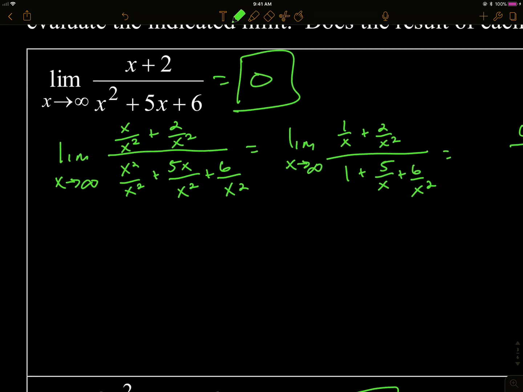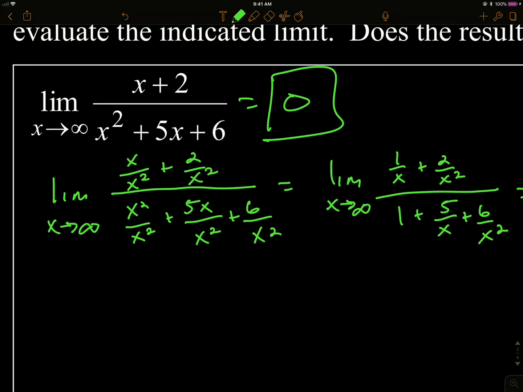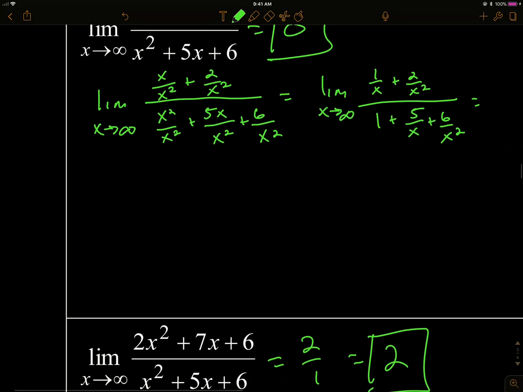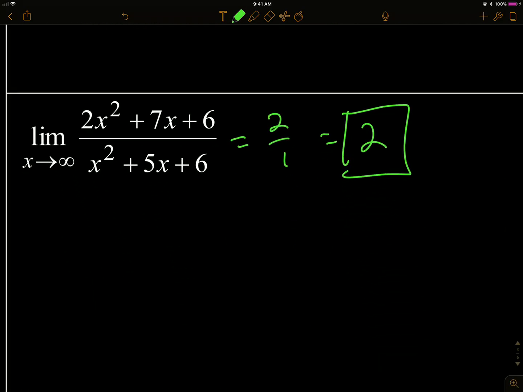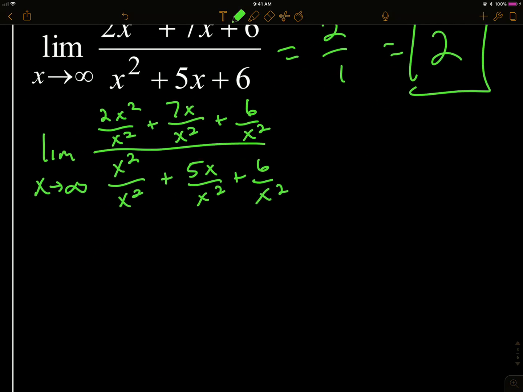So that's the other way you can do this if you don't want to think about the graph and the horizontal asymptote. You can divide everything by the highest power of x in the denominator. Let's look at this case. So if I do the same, the highest power in the denominator is again x squared. So I've got 2x squared over x squared plus 7x over x squared plus 6 over x squared, over x squared over x squared plus 5x over x squared plus 6 over x squared.